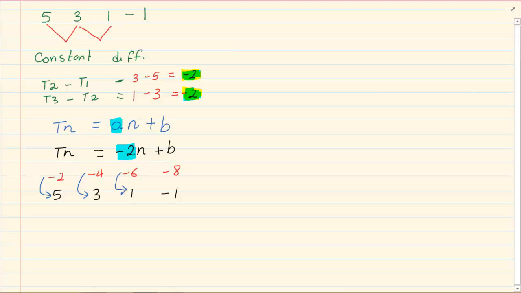What we're actually doing is, we are adding 7. If I say minus 2 plus 7, I will get 5. If I say minus 4 plus 7, I will get 3. If I say minus 6 plus 7, I will get 1. So what we're actually doing now is we are adding 7.